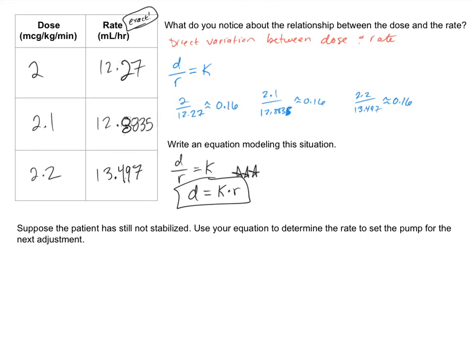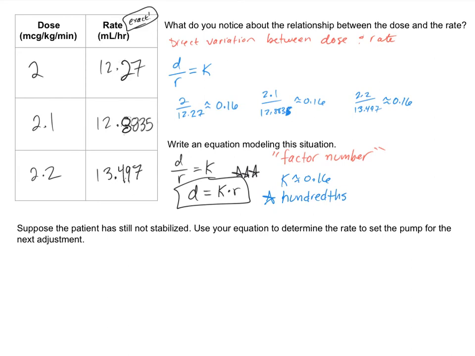I found that variation constant, which we also call a factor number. So when you're asked to find a factor number, you're looking for that variation constant. It's the same thing. And we found that up above. We found that when we plugged in one instance of the dose and the rate, that constant, K, was approximately 0.16. This constant of variation, for future problems, you will always round to the hundredths. When you're finding the constant of variation, you need to round to the hundredths place.